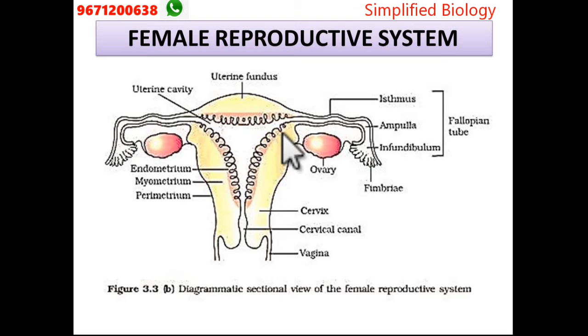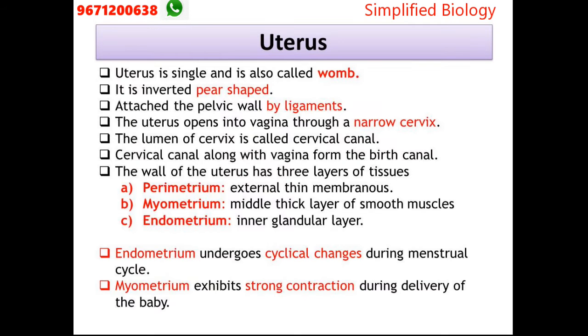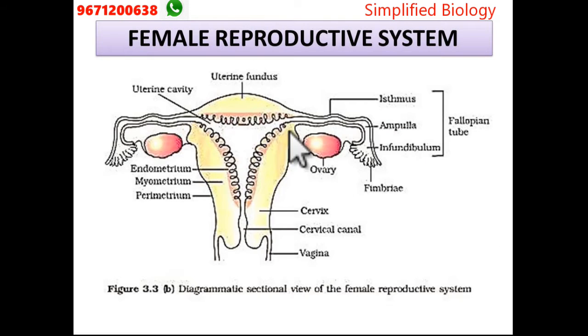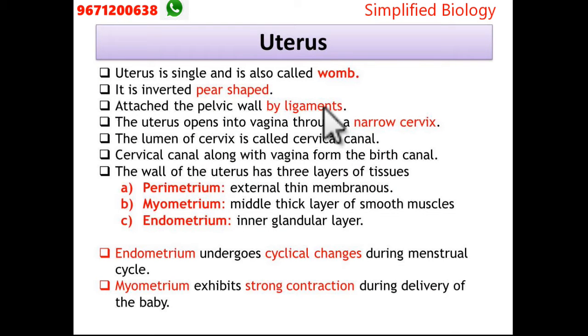So that is the uterus part. It is a pear shaped structure, also named the womb. It is attached to the pelvic wall by ligaments. The ligaments are not visible in the structure, but they are there. Below that there is the cervix, which is narrow and opens into the vagina.